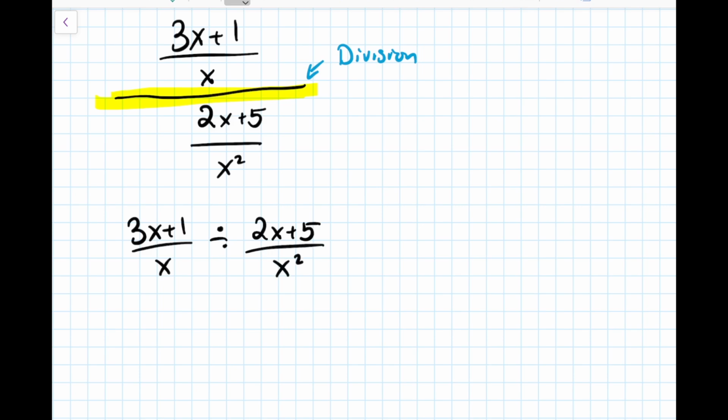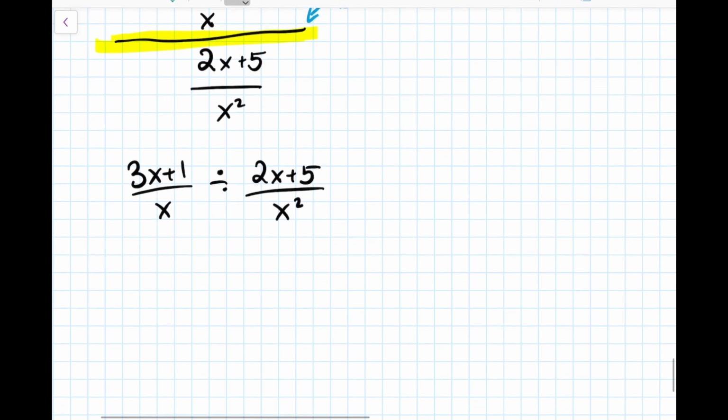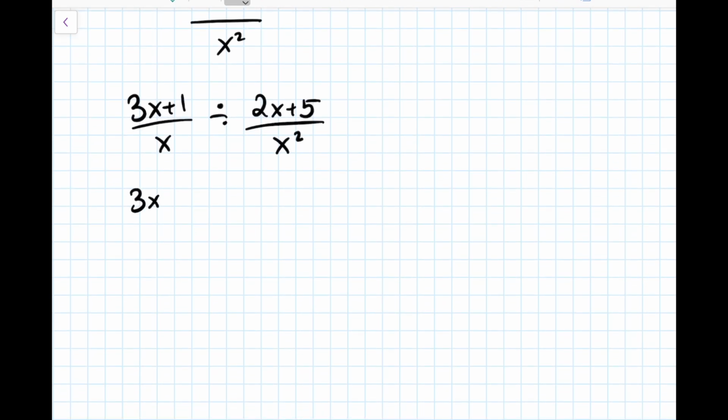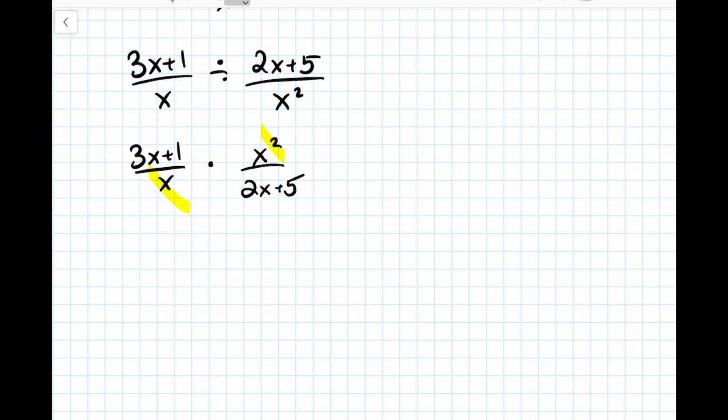We did a video on this. You may have done a lesson like this in class. So to work with division, well, we're going to change it into multiplication. So we need to flip that second fraction. So this is going to become 3x plus 1 over x times x squared over 2x plus 5. We can simplify those x's a bit, so that x in the bottom left is just going to cancel out. The x in the top right is going to go from x squared to just x. And so we're left with our final answer of x times 3x plus 1 over 2x plus 5.